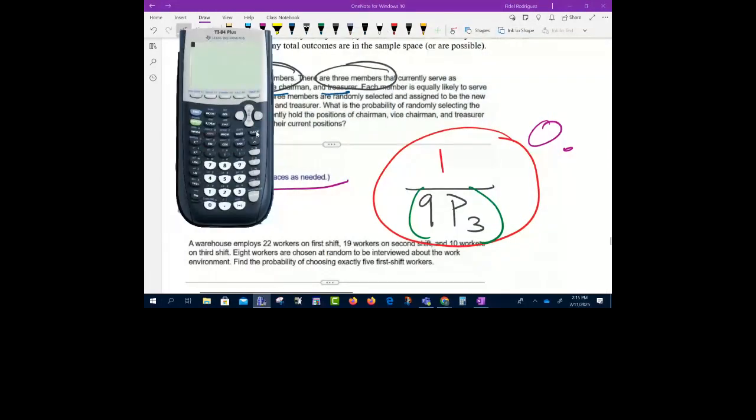So I'm going to clear my calculator, and I'm going to say 1 divided by parentheses. I'm going to go 9, math. We're going to go to probability. We're going to do the second one because we're picking people. We're picking 3 to be in those same positions.